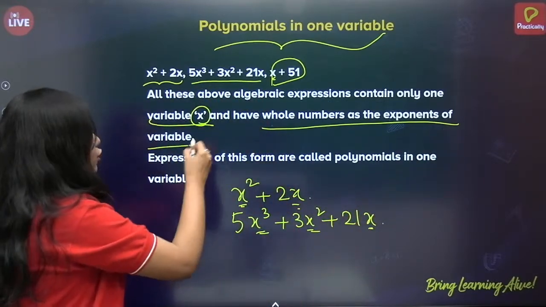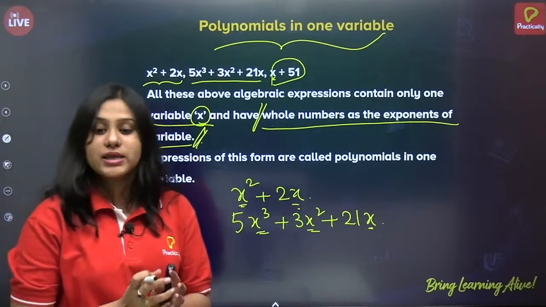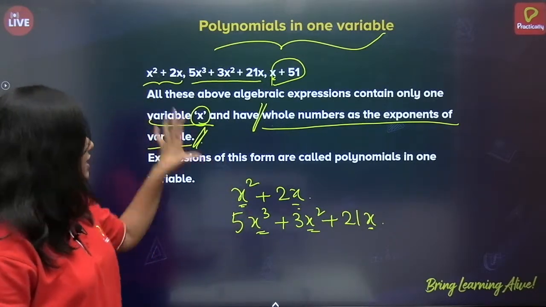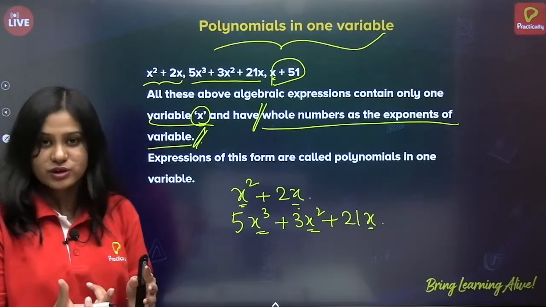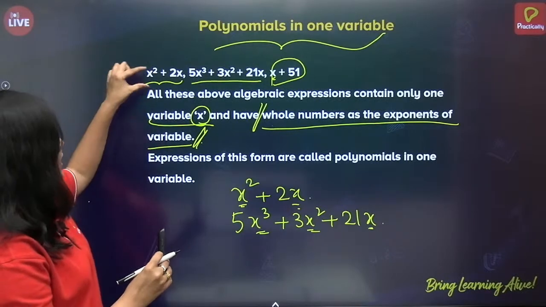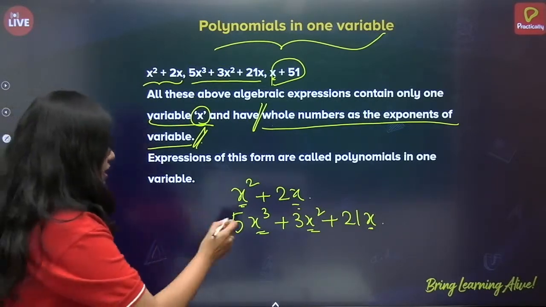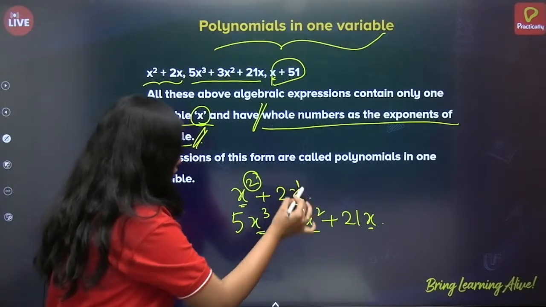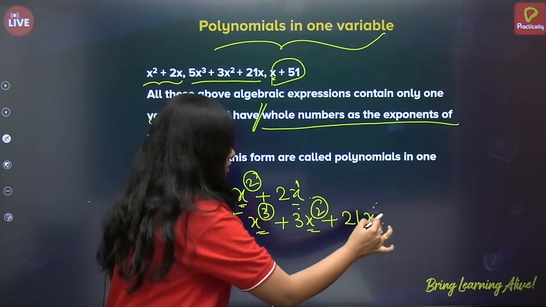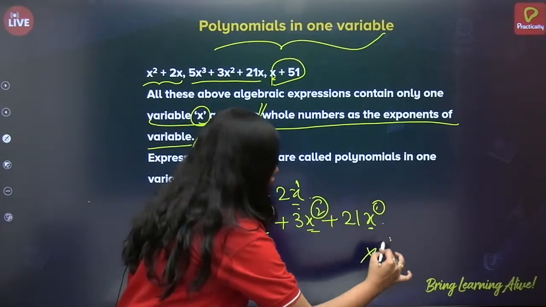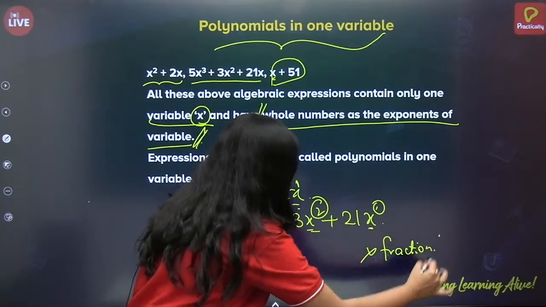This part of the definition is very important: whole numbers as the exponents. In these examples which we have seen, there is no fraction, right? All the powers of x are whole numbers: here x squared, here it is 1. Here the power of x is 3, here it is 2, here it is 1. So there is no fraction or decimal or anything, correct?